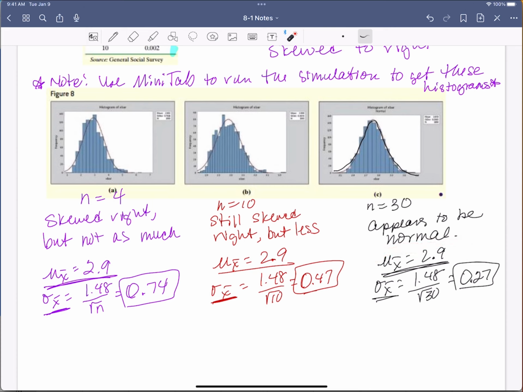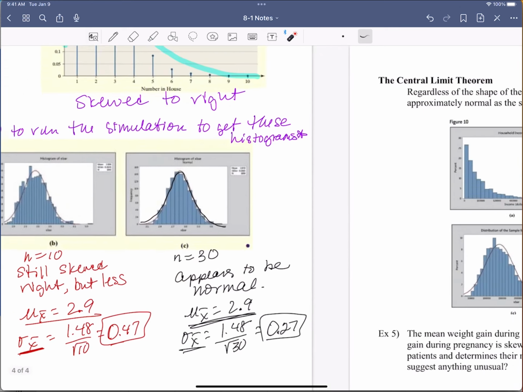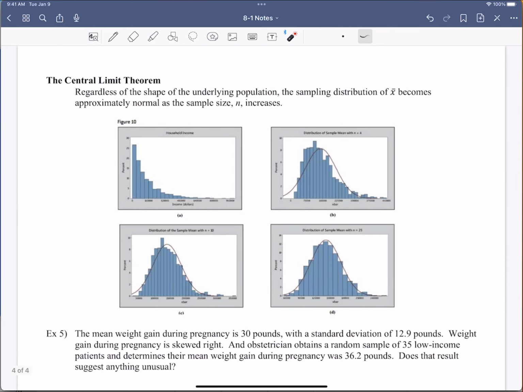There's a reason for that. It is called the central limit theorem. The central limit theorem says, regardless of the shape of the underlying population, which we just saw was mega skewed right, the sampling distribution of X bar becomes approximately normal as the sample size increases. That's the key.